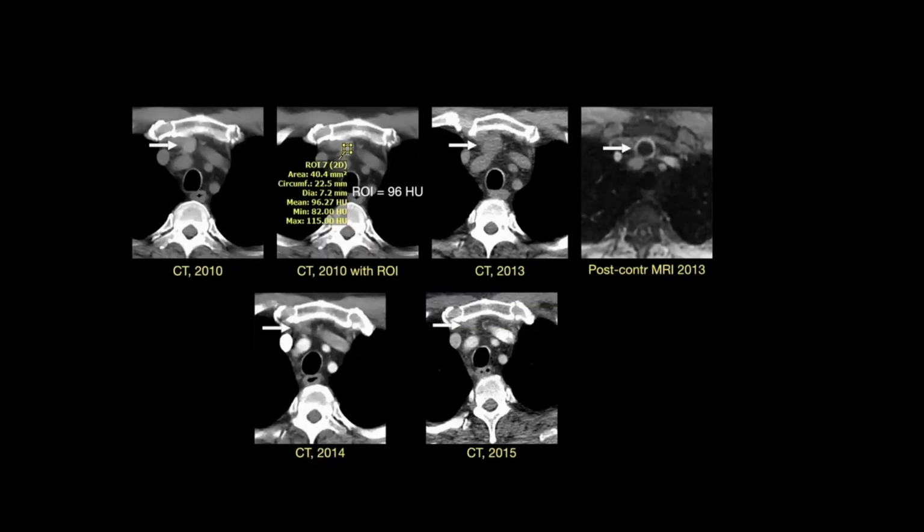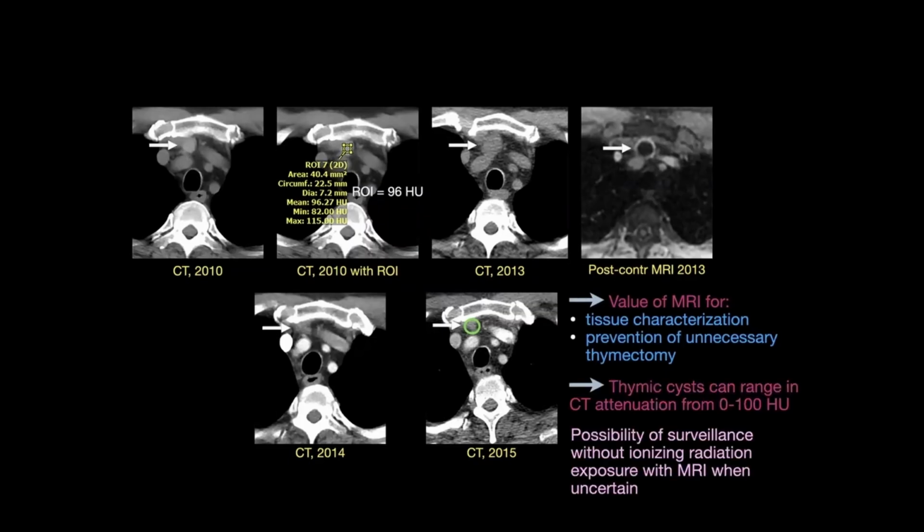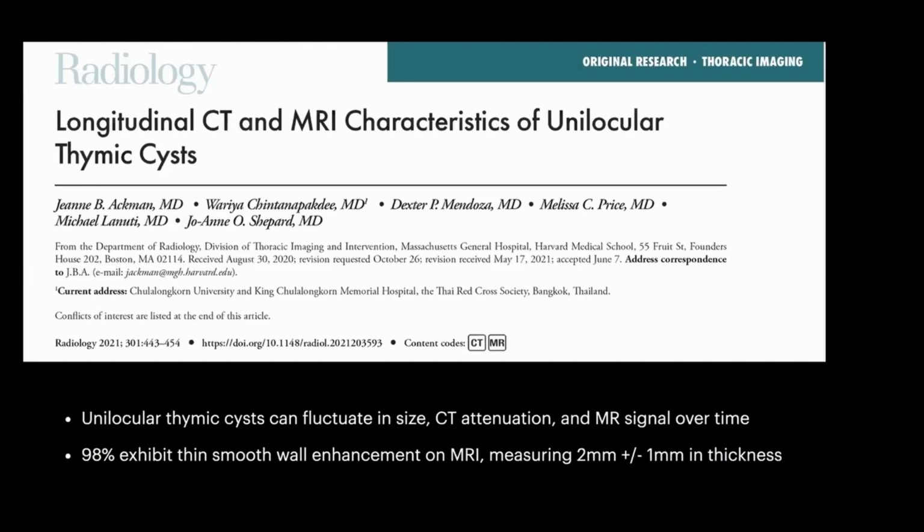Over time, we watched the lesion involute. So by 2015, it was barely discernible from the retromanubrial musculature. So these thymic cysts can fluctuate in size, signal, and attenuation over time. And as we proved in this longitudinal study of unilocular thymic cysts, it was a retrospective study, we were able to show this. 98% of these unilocular thymic cysts showed thin, smooth wall enhancement on MR, which we cannot appreciate on the CT on account of the lower soft tissue contrast. And that wall measured 2 millimeters plus or minus 1.